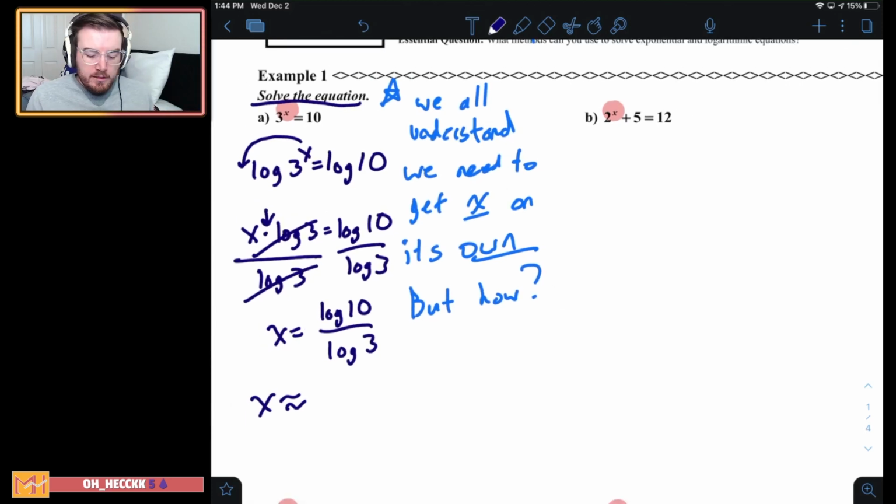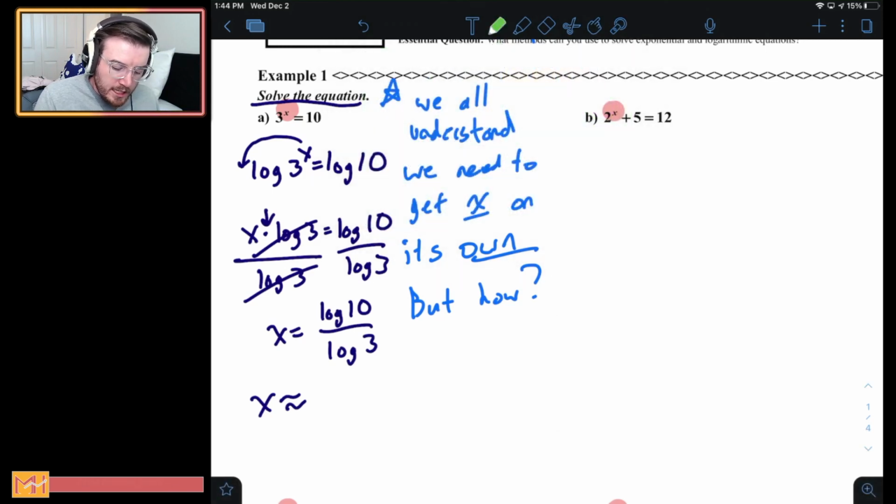Let's check it out again, okay? Take a look at this problem. What do you notice that's different about this problem compared to the other one, right? Pause for dramatic effect, pause the video if you'd like. What do you notice that's different? There's this plus 5 that's involved, right?